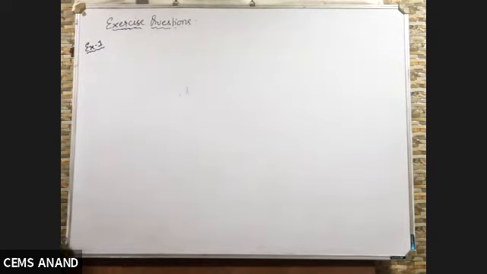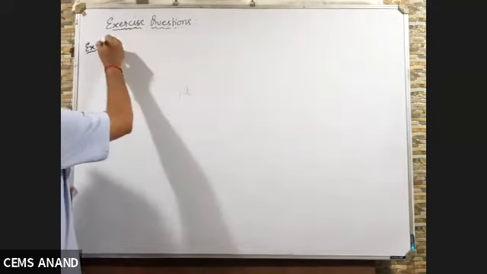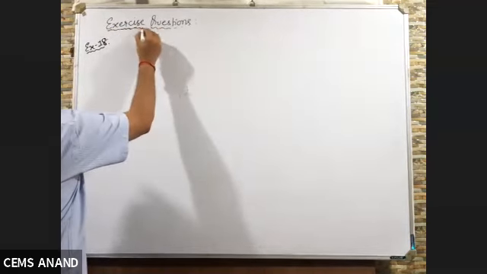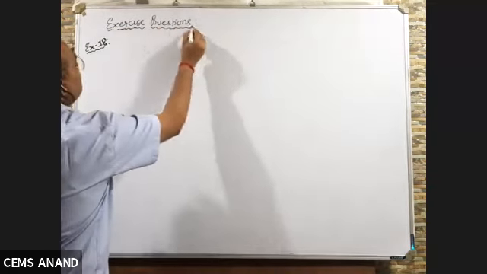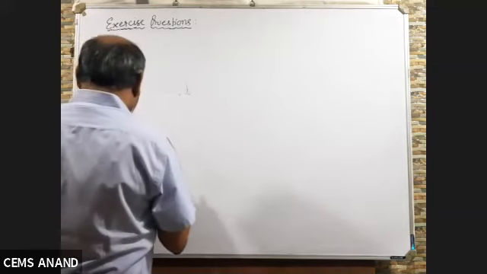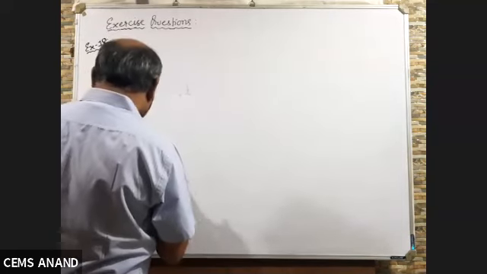Now, question 18 of the exercise. Number 18 is: predict the product of electrolysis in each of the following.